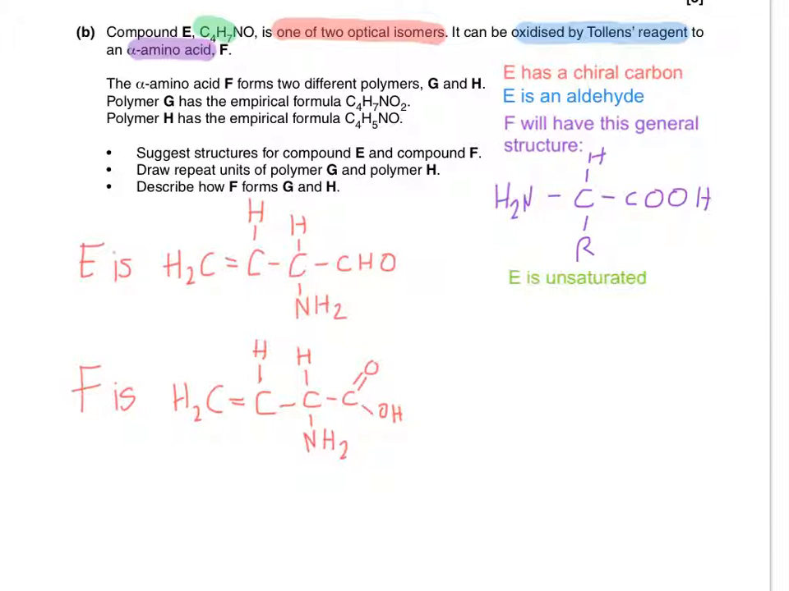So then it says draw repeat units of polymer G and polymer H. So let's have a look at what that means. Let's go back to the question, and you can see that polymer G has the empirical formula C4H7NO2. Polymer H has the empirical formula C4H5NO.